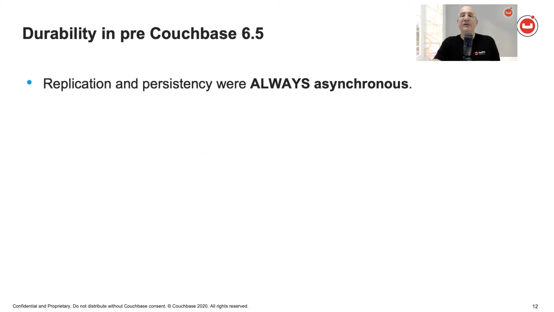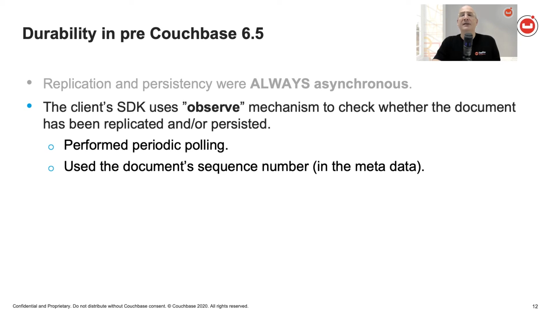In the Couchbase versions before 6.5, the replication and persistence were always asynchronous. That means that there was no process that coordinated them, and they were simply managed by a replication queue and a persistence queue. The durability was handled by the client's SDK. The SDK uses an observe mechanism to check whether the document has been replicated and/or persisted. That observe mechanism performs periodic polling to check whether the document has been changed by comparing the document's revision, which is like a sequence number that is a part of the document's metadata.